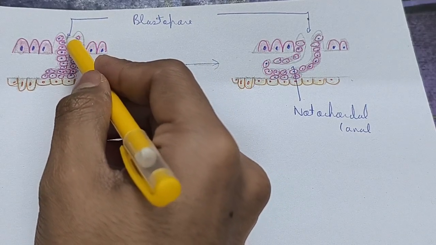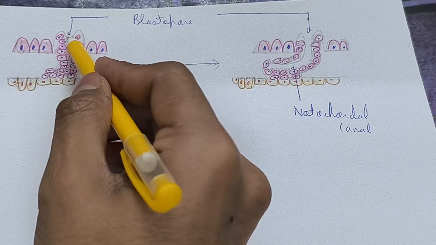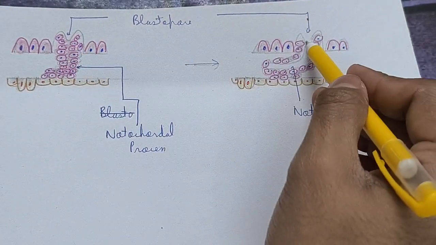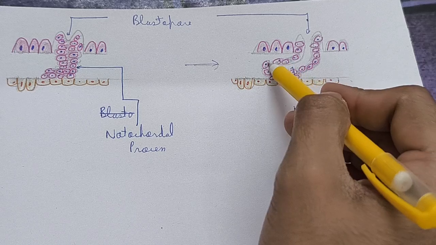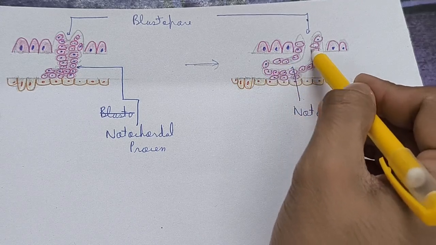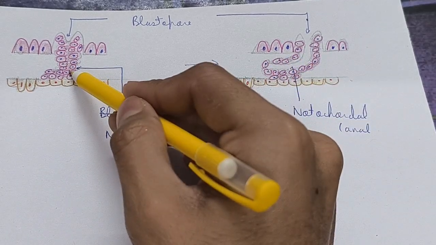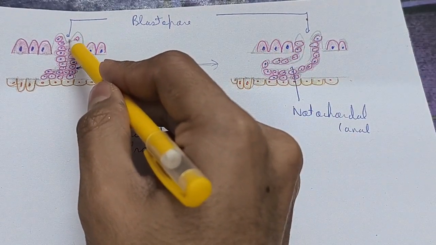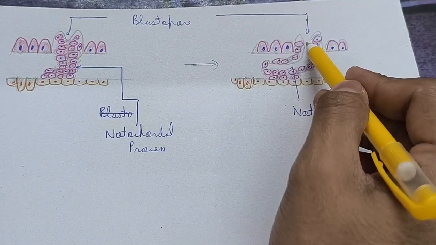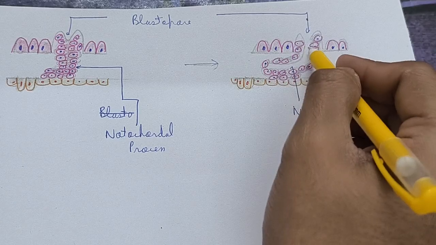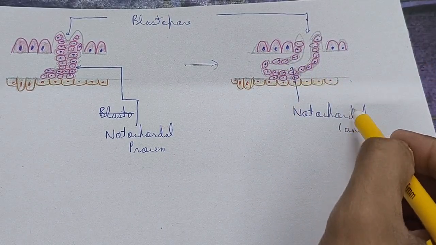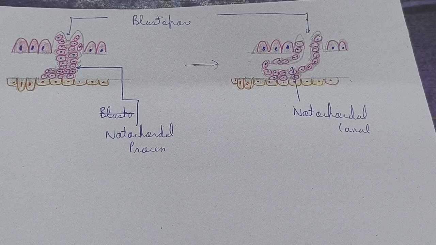And this is the blastopore. Now, in this diagram you can see that the cavity of the blastopore extends into the notochordal process. So here this is the notochordal process, and this is the cavity of the blastopore, extending into the notochordal process, and this leads to the formation of the notochordal canal, and that portion I have written here.